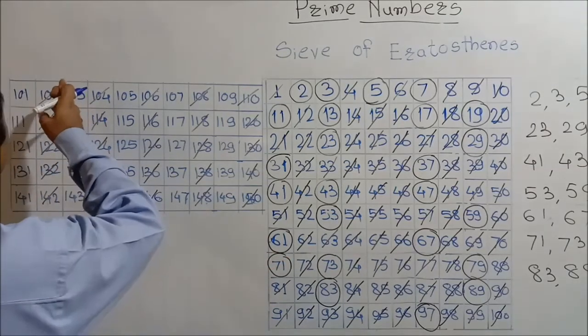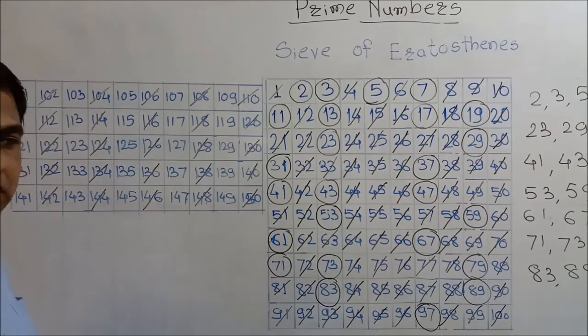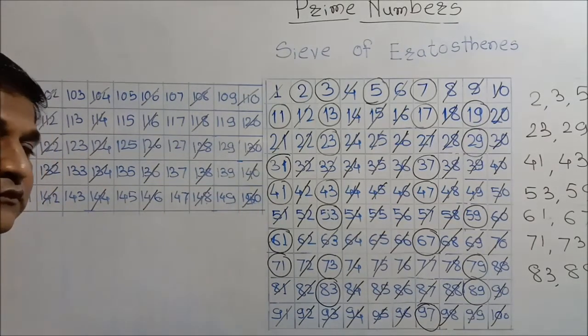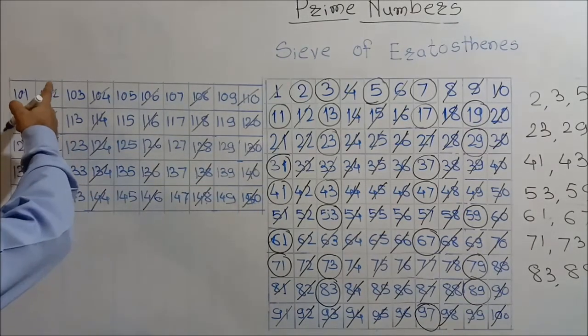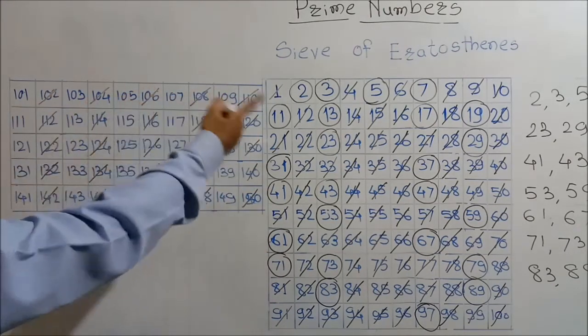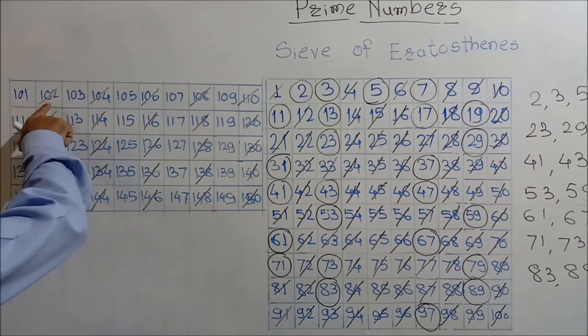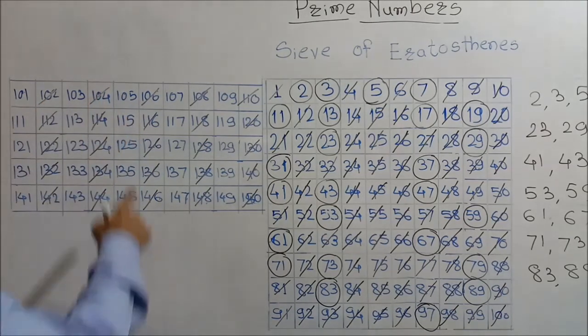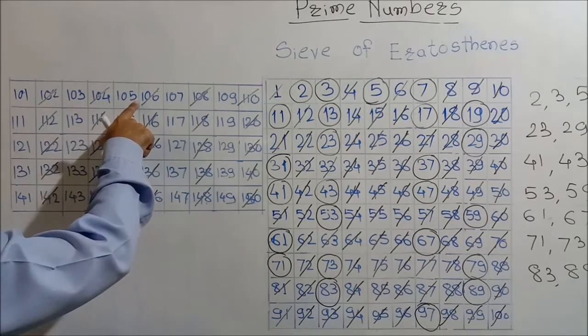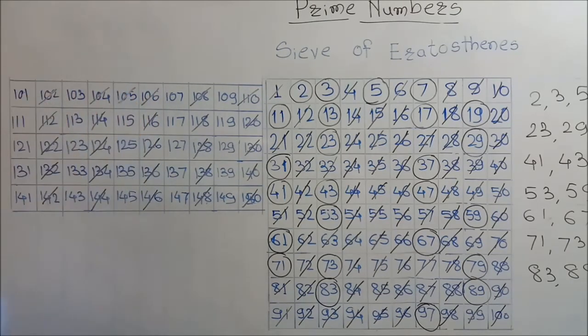First, I have listed all the numbers from 101 to 150 in the form of a grid. Now we are going to cut down all the even numbers because they are in the table of 2. So all even numbers I have cut down. Then we will find the multiples of 3. The first multiple of 3 in this case is 102. After that it is 105, because 1 plus 5 gives 6. So this is a multiple of 3, and we are going to cross it.